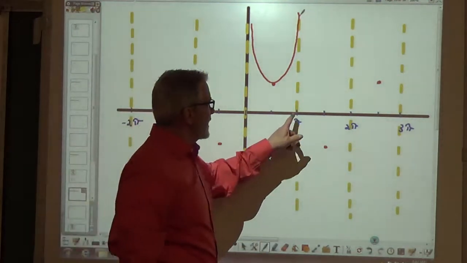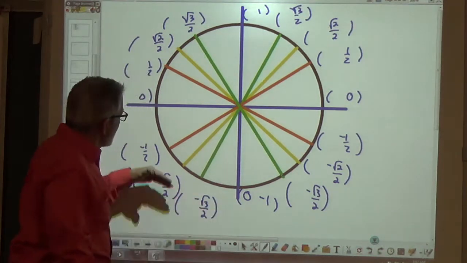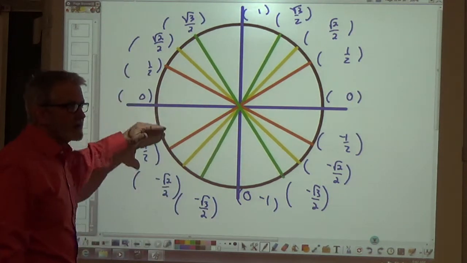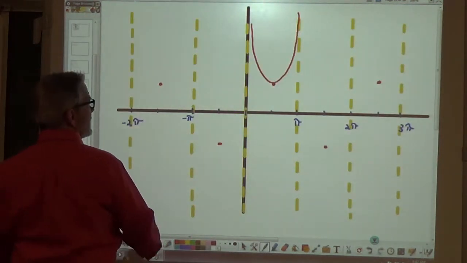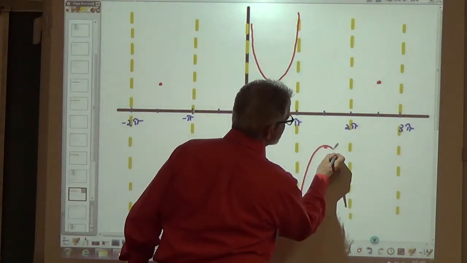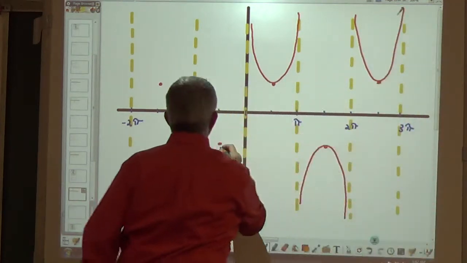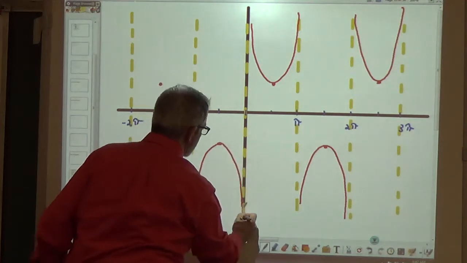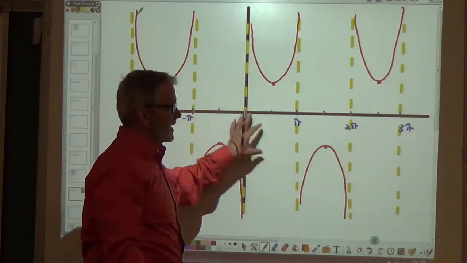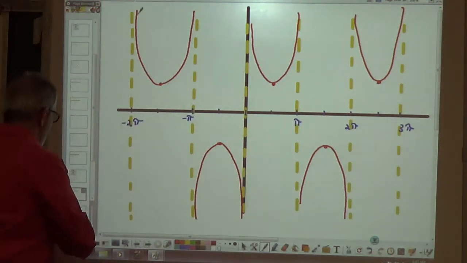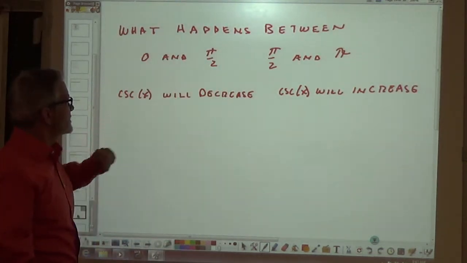In like manner, if I look from pi to 3 pi over 2, the y values are getting small, the y values are decreasing. 1 over decreasing is increasing. Where am I at here? Increasing, decreasing. And this is why the graph of cosecant looks this way, and I'll let you have the discussion of the rest, but all trigonometric functions are periodic. The same thing happens over and over again. Got that? What happens between 0 and pi over 2, cosecant will decrease.